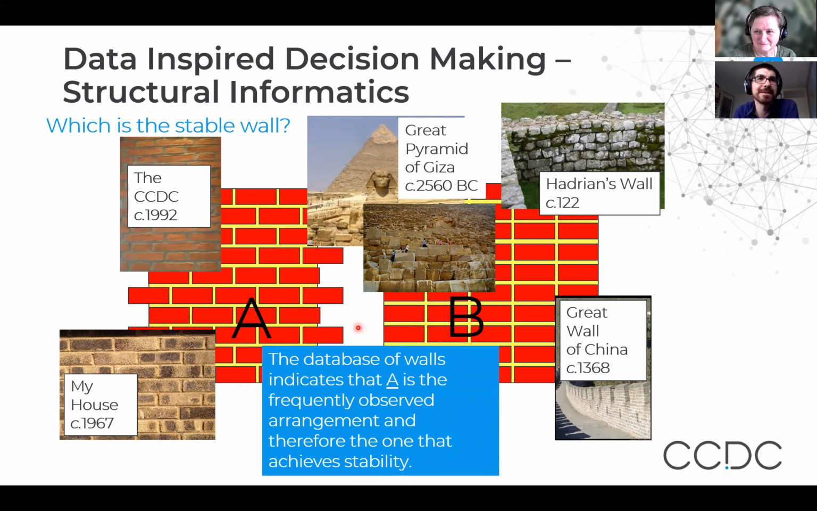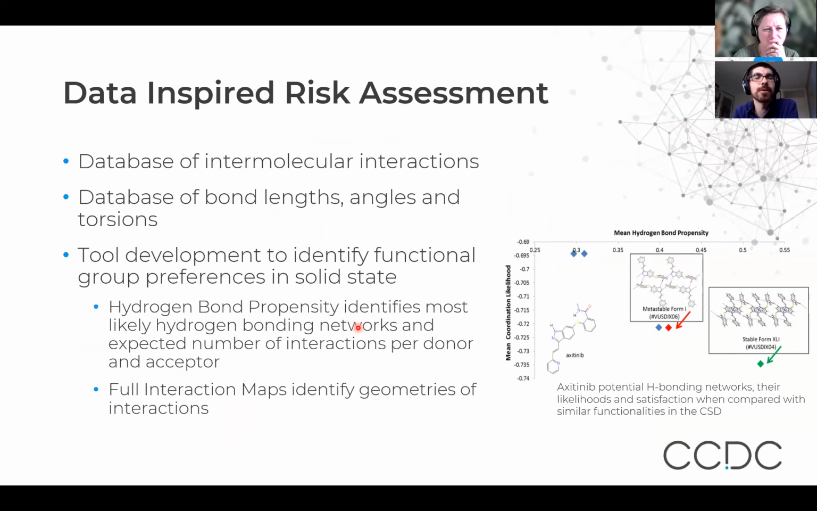And that's where we get this idea of a database. The frequency of our observations of motif A shows it's the one that achieves stability. And of course, this is an analogy to the Cambridge Structural Database itself. And this is the idea of structural informatics and how we can use the information on intermolecular interactions, on intramolecular geometries, to make informed decisions and informed assessments about risk and about stability. If we keep seeing the same thing over and over again in the database, there's a reason for that. And so that gives us this concept of solid form informatics, of data-inspired risk assessment.